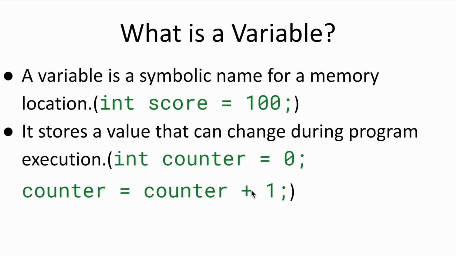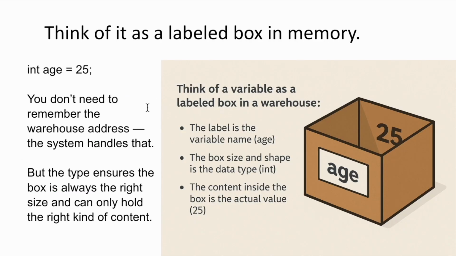The symbolic name stays the same, but the data bits change. This is what makes things like loops, counters, and accumulators possible. Tools that are vital for everything from sorting algorithms to real-time systems, which you can think of as a labeled box in memory.